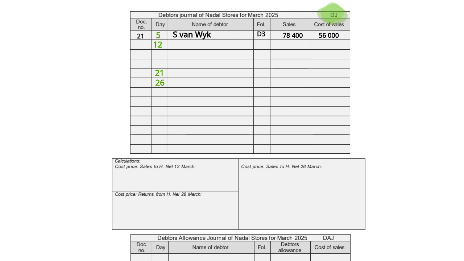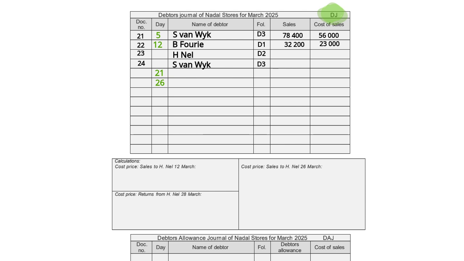Then on the 12th, credit sales of inventory to all three debtors, Fourie, Nel, and Van Wyk. So we're just going to carry on with numerical order 22, 23, and 24. Our three debtors are Fourie, Nel, and Van Wyk. Fourie is debtor 1, Nel is debtor 2, and Van Wyk is debtor 3. Fourie, the selling price is 32,200. We use our cost of sales formula, times 100 divided by 140, and we get 23,000.